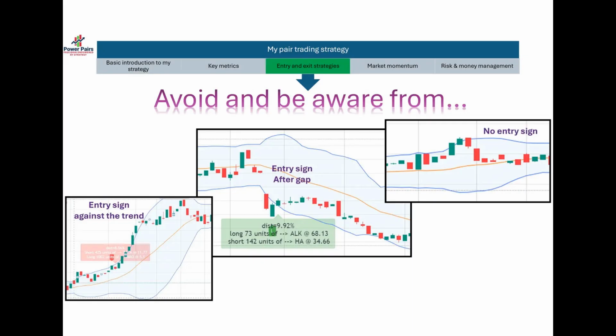Metrics and indicators are important, but they're not everything. In trading, even when all the signals look perfect and every indicator gives you a green light, the trade can still move in the opposite direction, and you can lose money. When you evaluate a trading opportunity, be careful and try to avoid these common mistakes. Entering trades against the trend, taking entry signals right after a gap in the pair ratio, or entering a trade simply because it looks good visually, even though no valid signal is present.